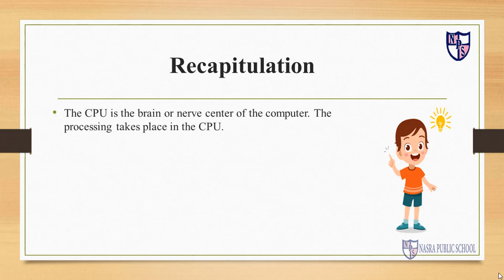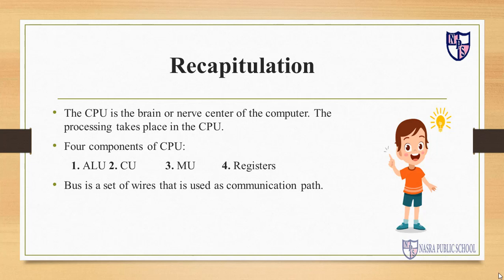In previous lectures we have learned about the CPU. The CPU is the brain or nerve center of the computer. The processing takes place in the CPU. There are 4 components of the CPU. One is ALU, second is CU, third is MU, and fourth is registers.